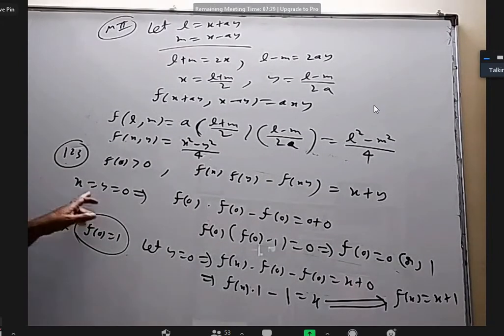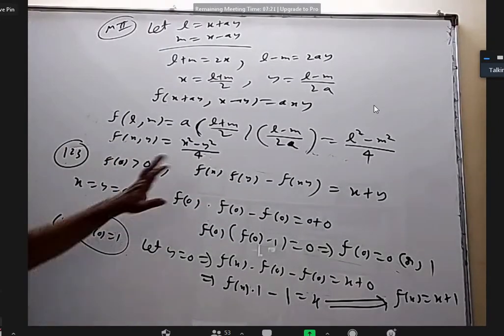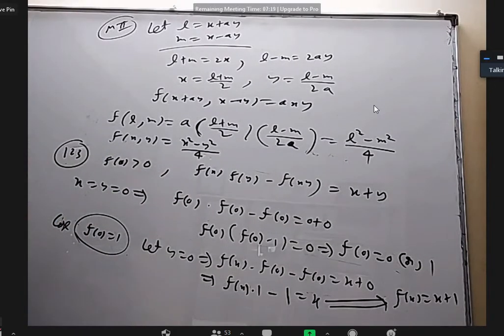Okay, so we took x and y as 0. If I take x and y as 1, also something may come. You can try to copy this and understand. I'm just seeing what will happen if I put both as 1.